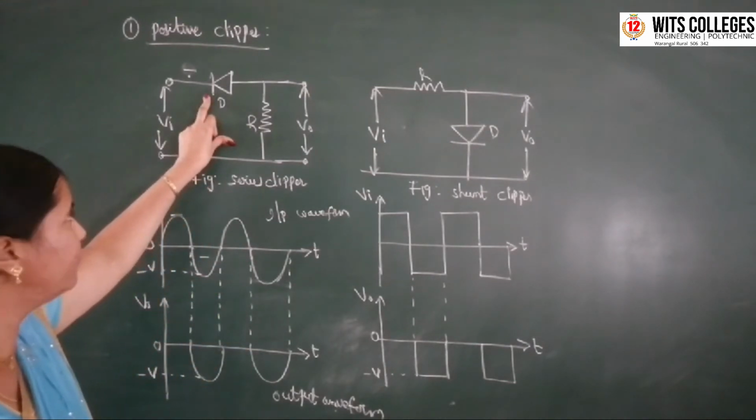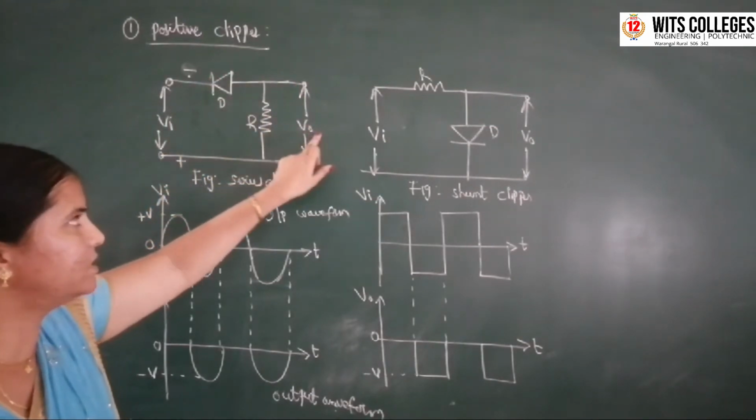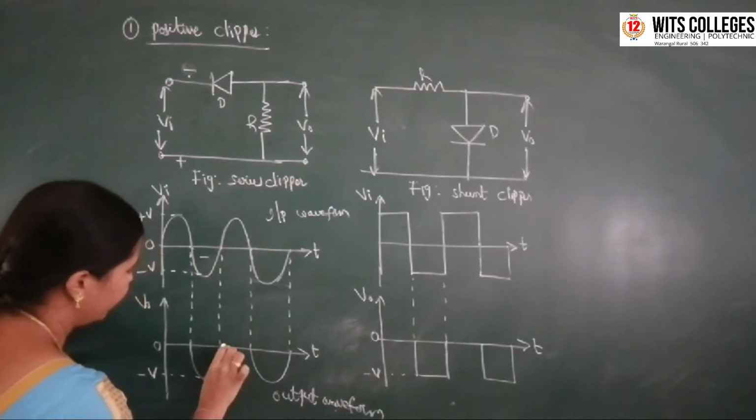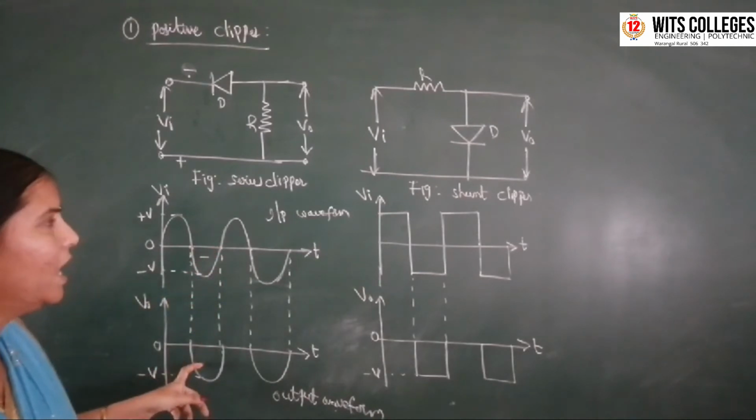So current flows through the diode means the current flows through the resistor, and across the resistor we are taking the output voltage. So you will get the output voltage like this. Whatever negative half cycle you are giving, it will appear at the output.